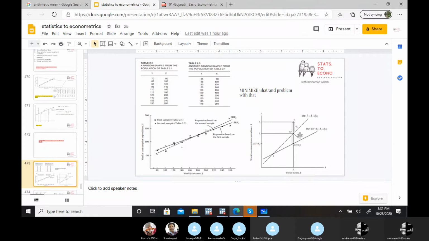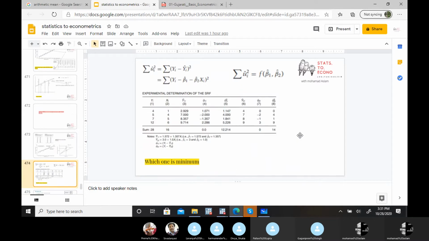So in place of minimizing the summation of u hat, in this particular method we are going to minimize u hat square. That's why this particular method is ordinary least squares. So this square is required. It means it's not possible with the actual u hat because both the samples are giving nearby 0 values of the estimated u hat average value. So we can't judge which sample is better.